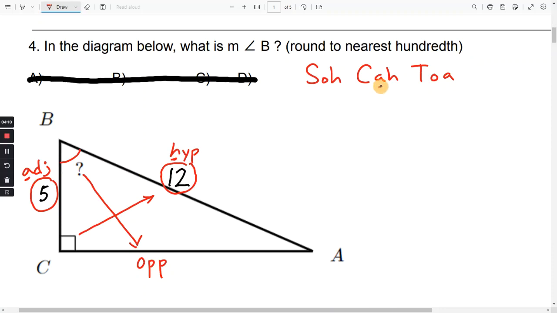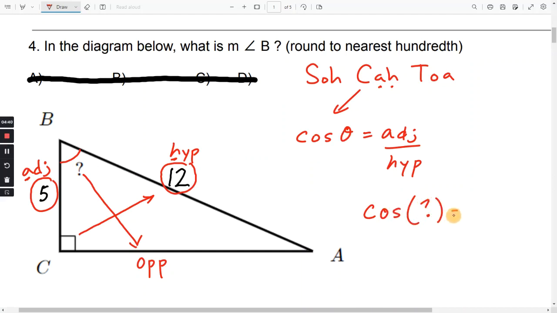That's this one right here, adjacent and hypotenuse. So we're going to be using the cosine function. That's what the C stands for. So cosine of an angle theta is adjacent divided by hypotenuse. Okay, so the angle theta we don't know. You can keep it as theta or plug in the question mark. Either one is fine. So rewriting, we have cosine of question mark. And that equals adjacent, which is 5. I'm going to leave a little space here and you'll see why.